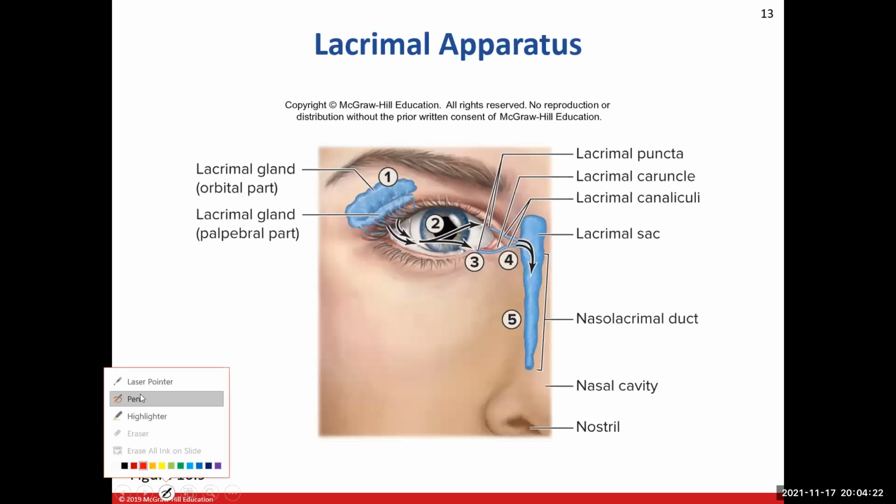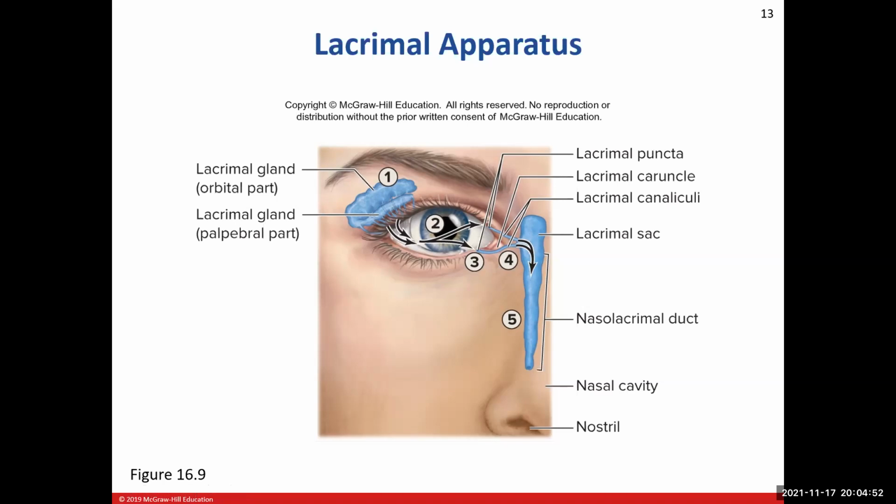If you look at our picture, here's our lacrimal gland on the superior lateral portion of the orbit. And it's going to produce all that lacrimal fluid through these ducts, and it'll wash across the eye as you are blinking. And then on the medial portion of your eye, you have your superior and inferior lacrimal puncta, those little black openings there in your eyelid.